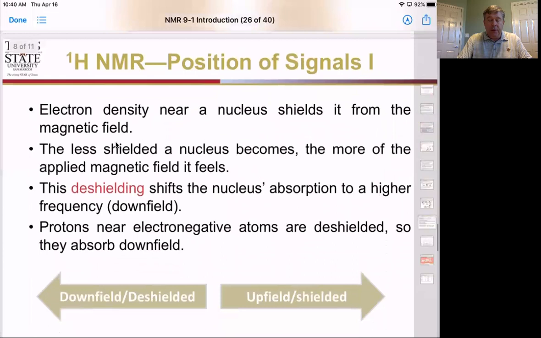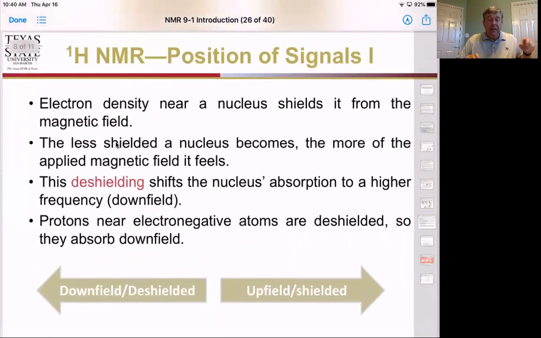Okay, so let's talk about the position of the signals. The electron density near the nucleus shields it from the magnetic field. So the more electrons you have on there, the more it is shielded from the system, okay? The less shielded the nucleus becomes, the more it feels the magnetic field and the spins are interacting with it. Therefore, deshielding shifts the nucleus absorption to a higher frequency or downfield.